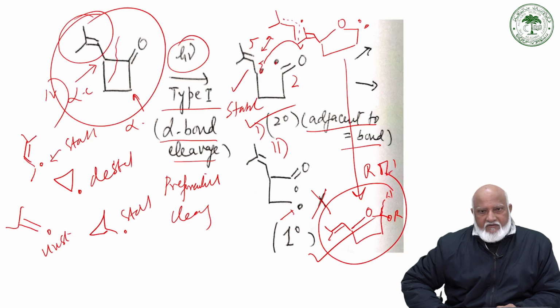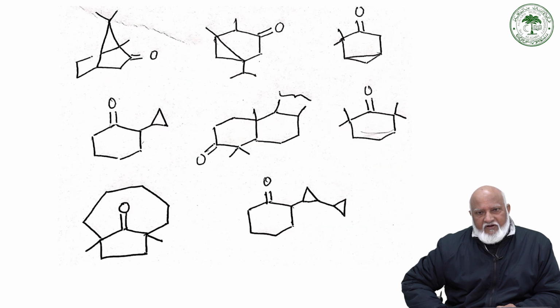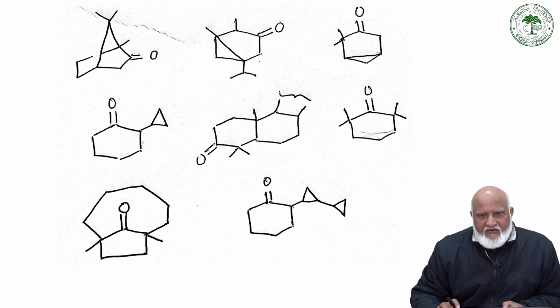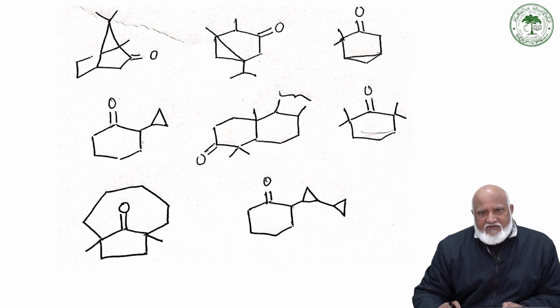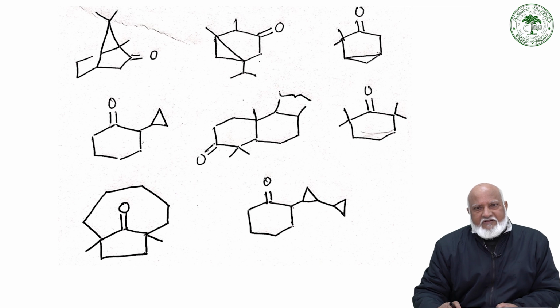So we stop here, and then we will see a few more examples of the type 1 reaction. These are all different substituted cycloalkanones, where we have a bicyclic system with a carbonyl, and what the different products derived from this are, we'll see in the next lecture.